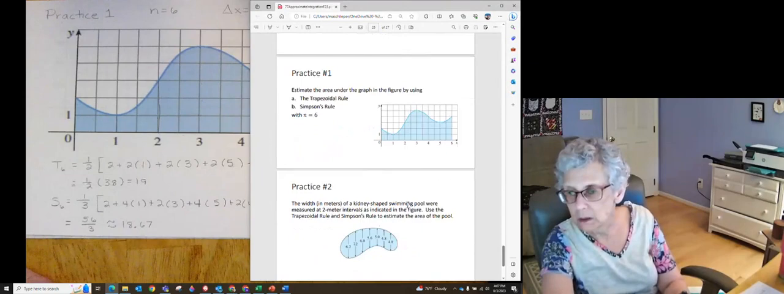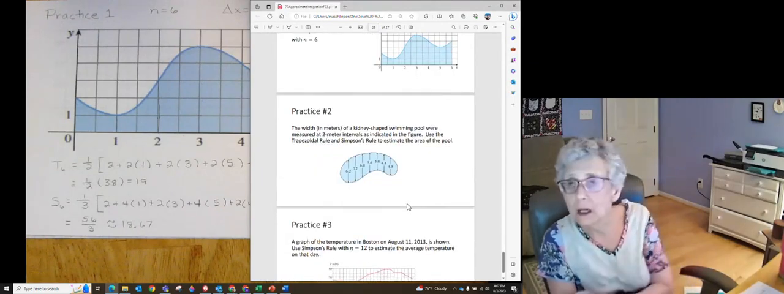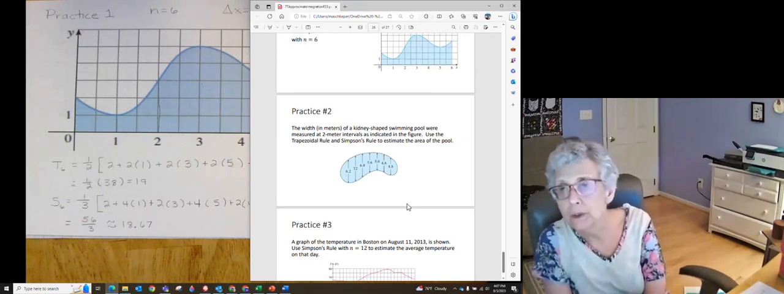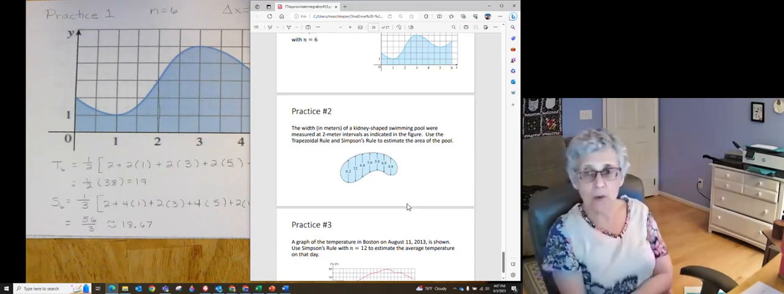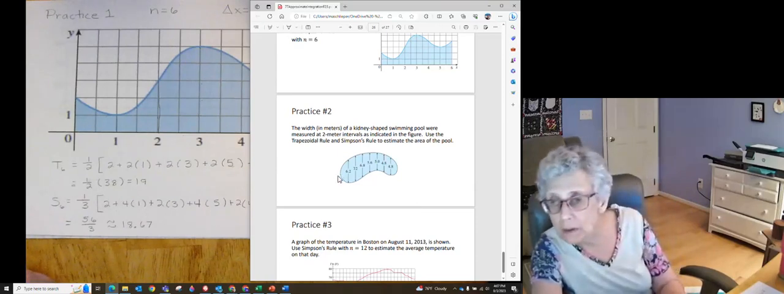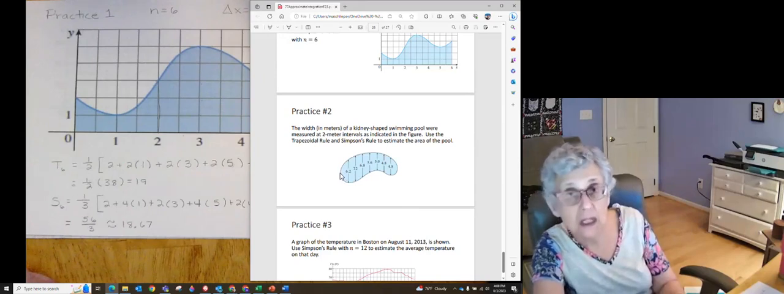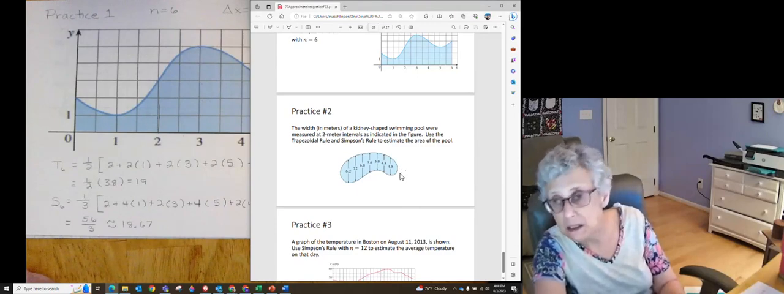This one, we are trying to find the area of this kidney-shaped pool. The width in meters of this kidney-shaped swimming pool is measured at 2-meter intervals as indicated in the figure. Use the trapezoid rule and Simpson's rule to estimate the area of the pool. So we have to think about going from end to end. So the width at this end is 0, and the width at this end is 0.